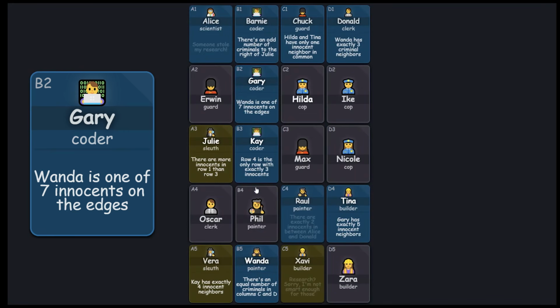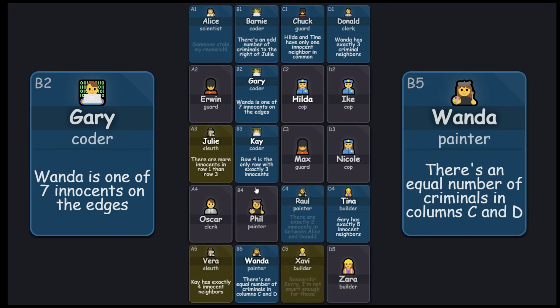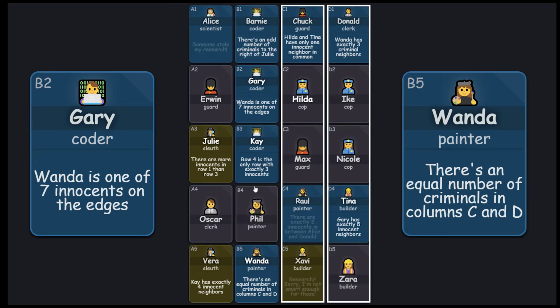There are 7 innocents on the edges. Since there are currently 6 of them, we can only have 1 more innocent on the edges. With that in mind, take a look at Wanda's clue. There's an equal number of criminals in columns C and D. If either Erwin or Oscar was innocent, then everyone else on the edges would be a criminal.